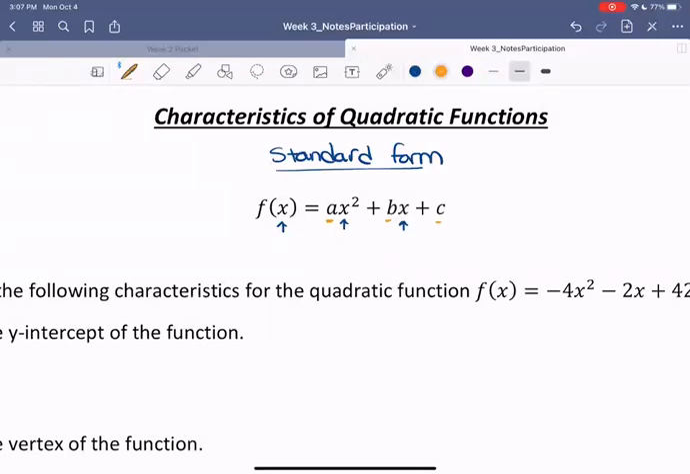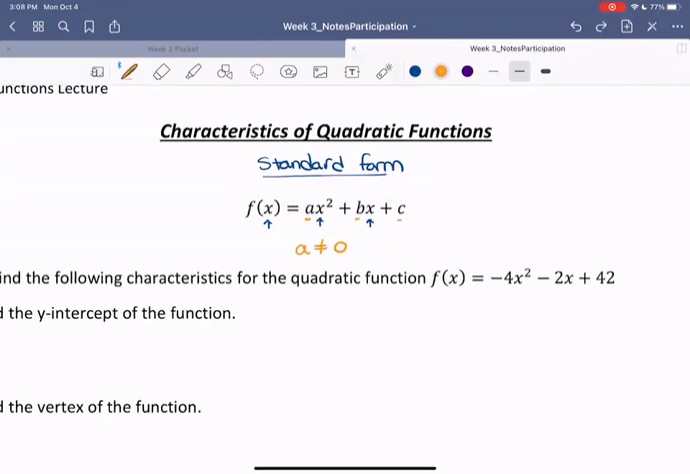In particular, in order for a function of this form to be a quadratic function, a has to not be equal to 0. The reason why is because we want that term with the x squared factor to be appearing. If a was equal to 0, then that whole term would cancel out.